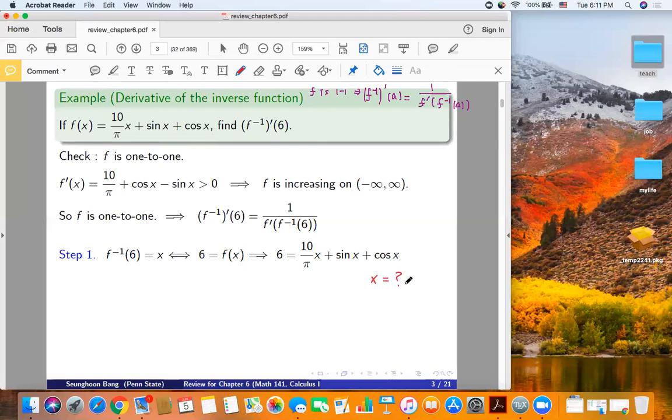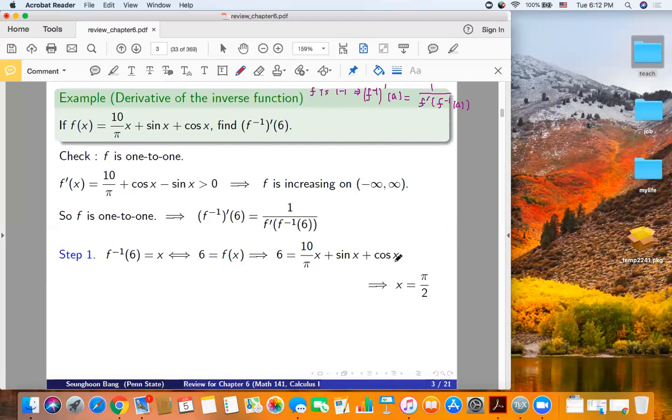What is x? Could you write your answer on the chatting board? So what do you think? So which number satisfies 6 equals 10 over pi x plus sine of x plus cosine of x? How can you find it? Just a guess. You can plug in a number to see whether this equation is right or not. Pi over 2. You're right. Yes, x equals pi over 2.